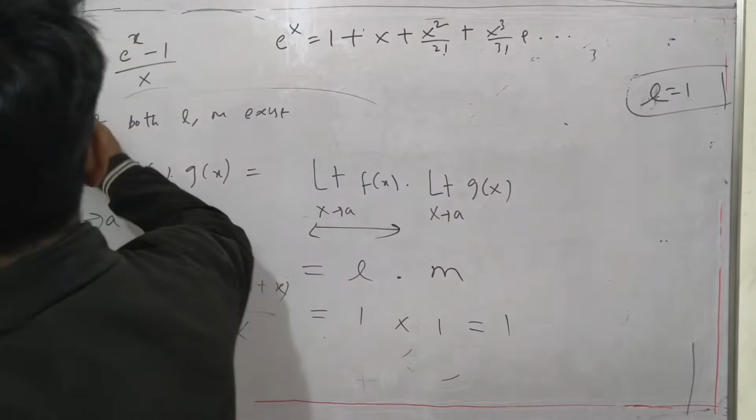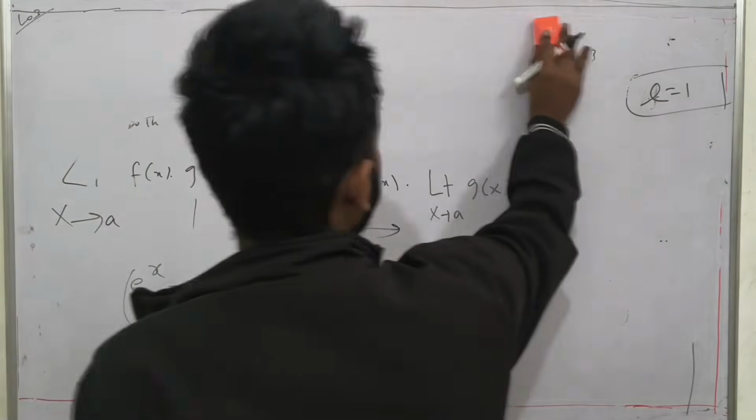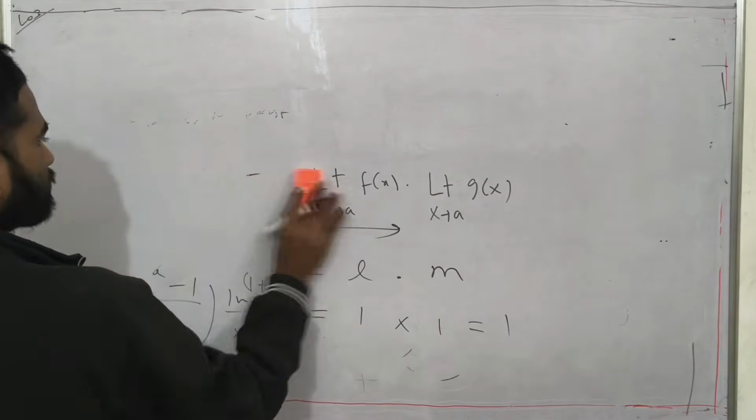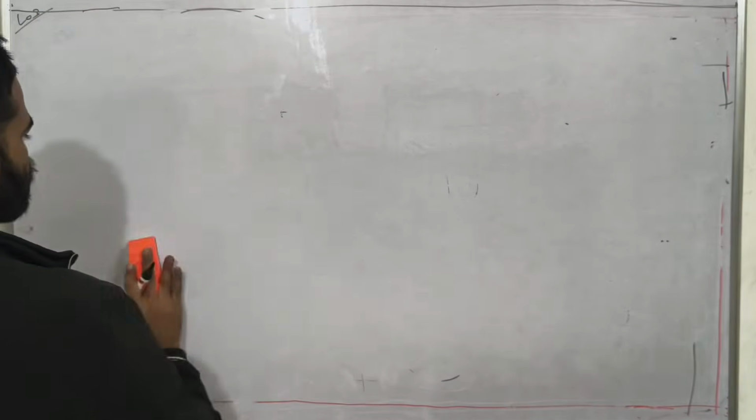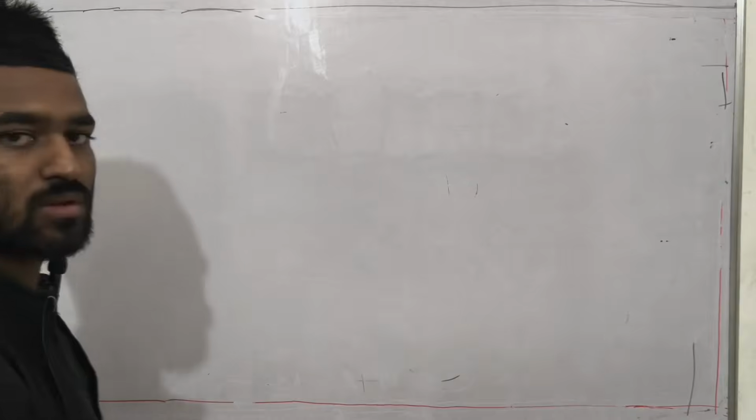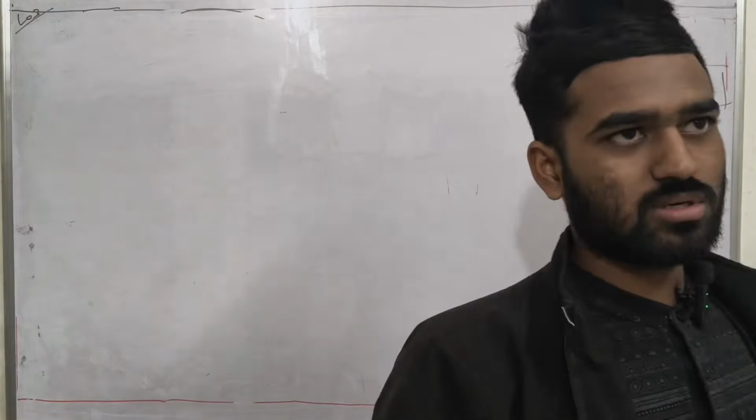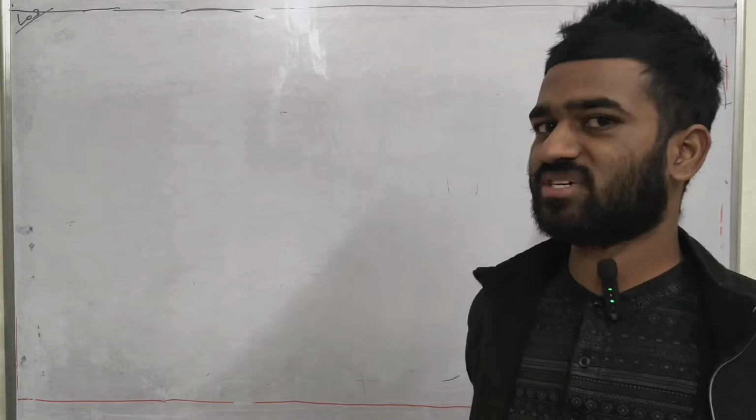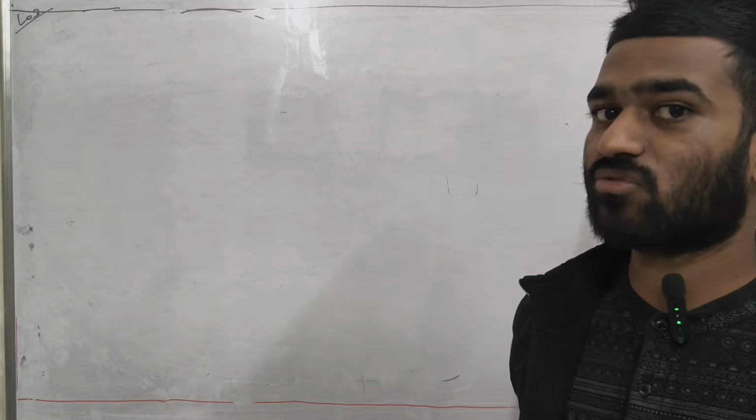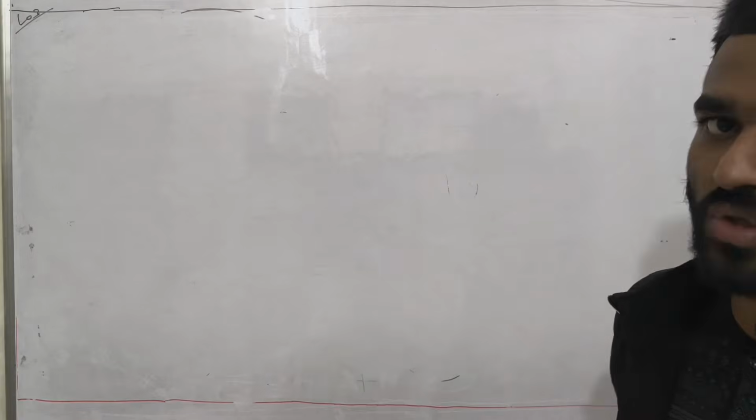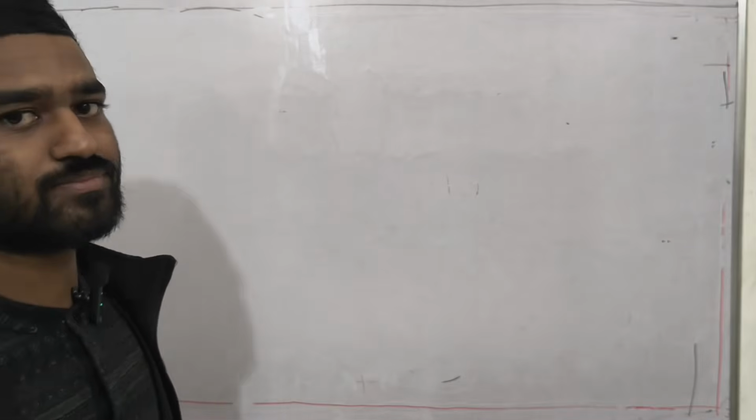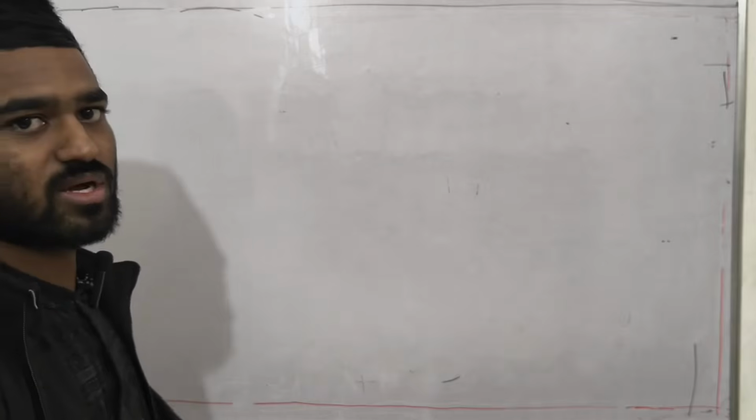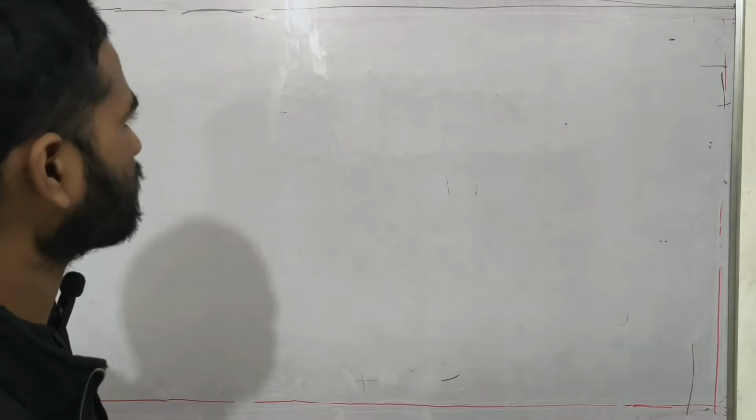Now the question is, can we use this same rule if either of L comma M don't exist? Can we use this rule, tell me children? The answer is no, we can't use it. Why? For using this rule L comma M must exist. I will show with an example.